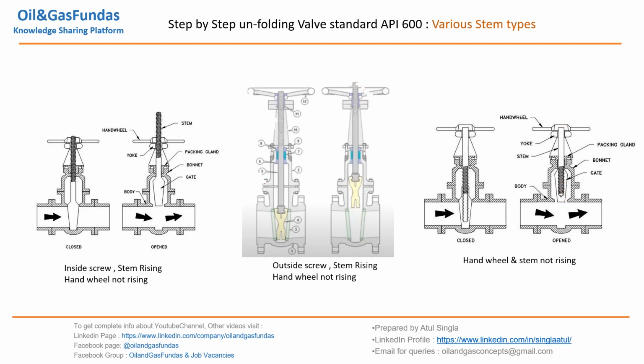So these are a few of the valves. We can use different types of layouts. If we have space constraints, we can go for this type of valve, but we have to mention very clearly to the vendor that we need this kind of stem. So API 600 covers all these types of stems.